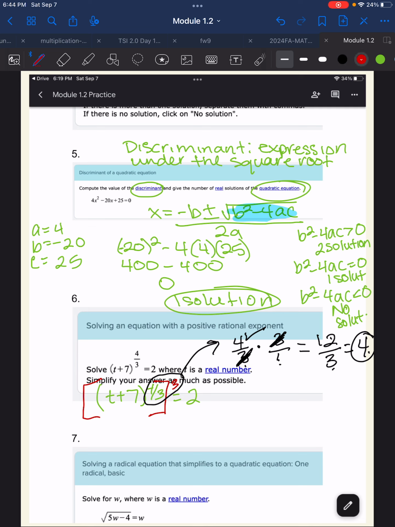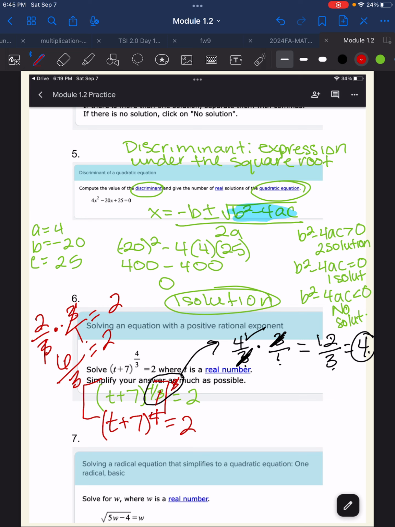It works every time. Let's say I had 2/3 times 3 over 1. Those cancel out. I get 2. Well, let's check it. 2 times 3 is 6. 3 times 1 is 3. 6 divided by 3 is 2. All right. So if I know these are going to cancel out, that leaves me with t plus 7 to the power of 4 equals 2.